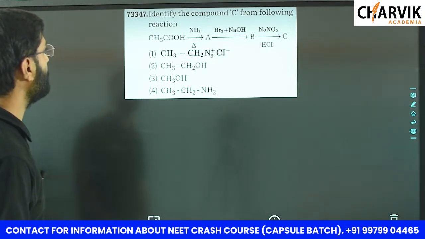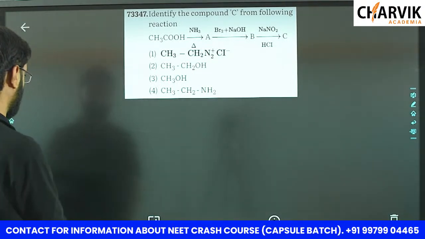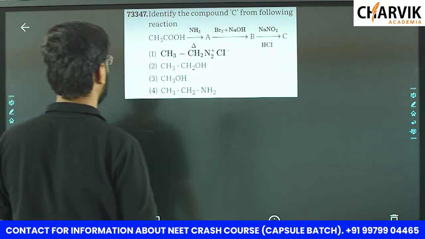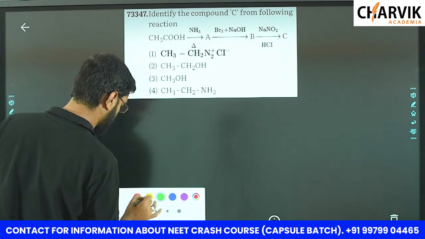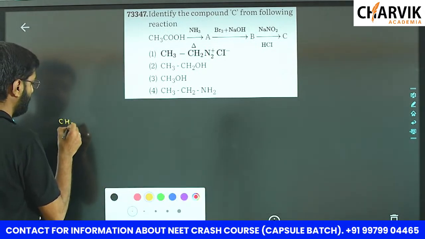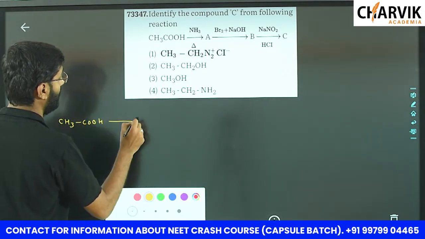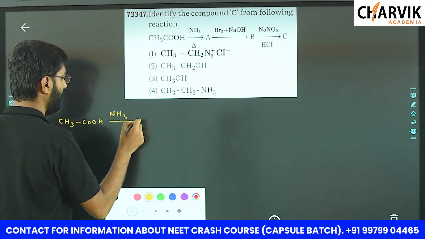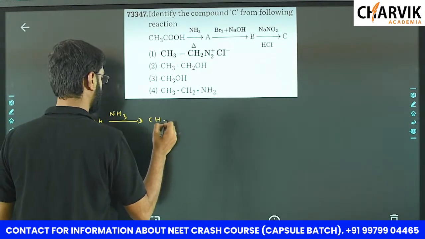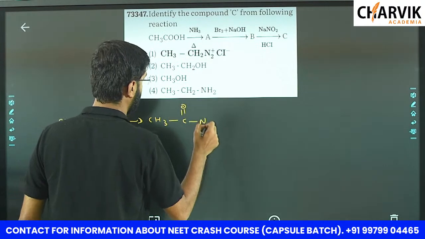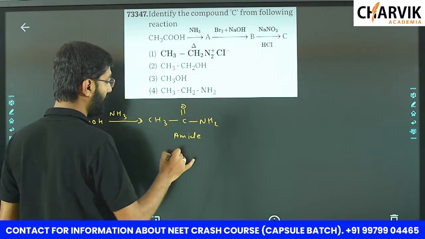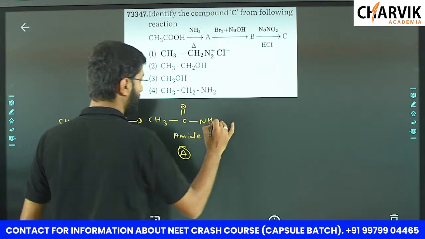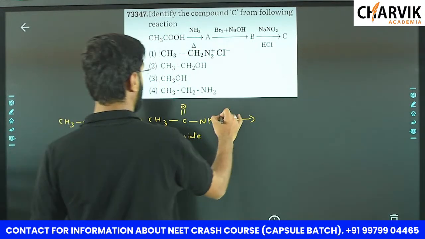Identify the compound in C from the following reaction. First, CH3COOH. If CH3COOH reacts with ammonia, then you will get CH3C double bond O NH2, amide. So your A product is amide. It further reacts with Br2 and NaOH.